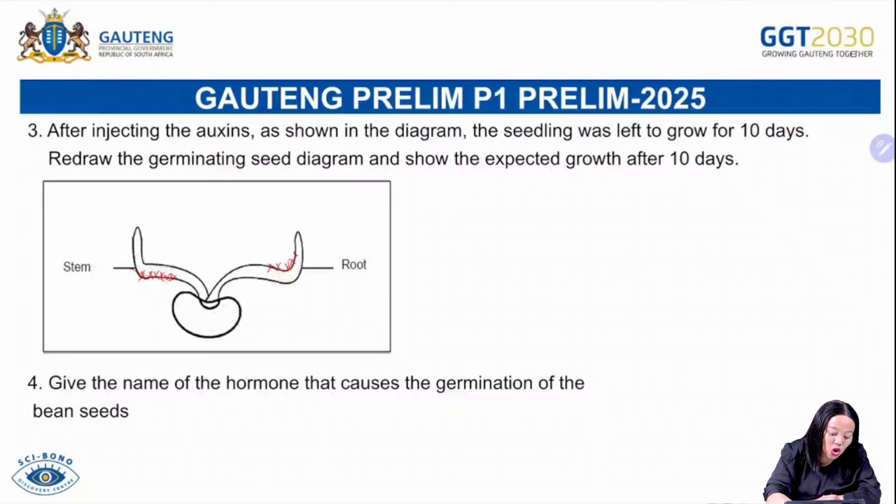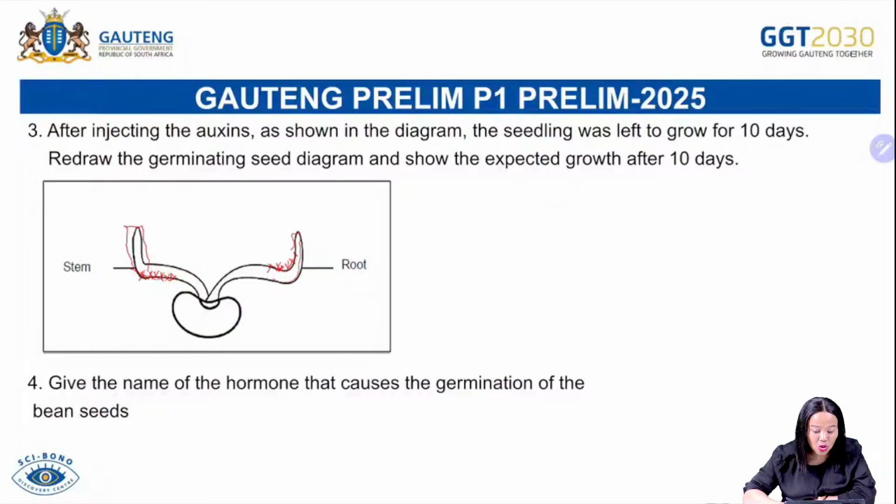So meaning the top part of the stem's cell elongation was low compared to the bottom part, hence the stem bent upwards. If you look at the root, a high concentration of auxins in the root inhibits growth. So meaning the top part of the root's growth was inhibited, hence the bottom part grew faster, hence this root bent upwards. So this was one of the challenging questions in the prelim paper.